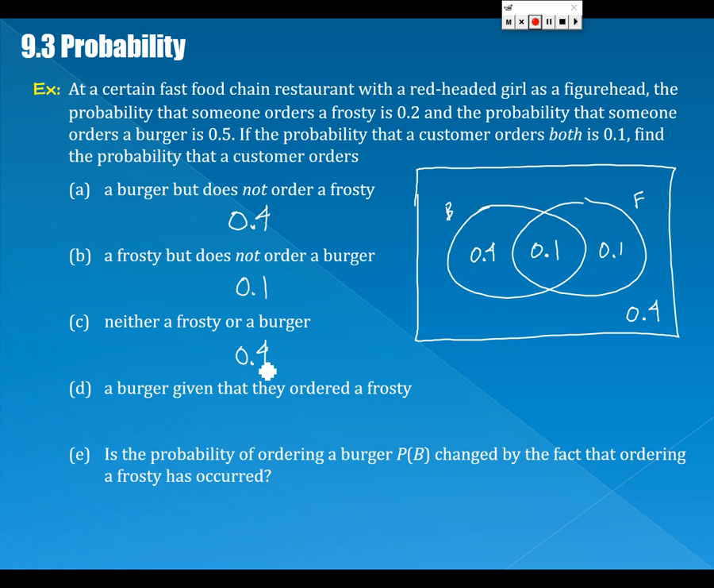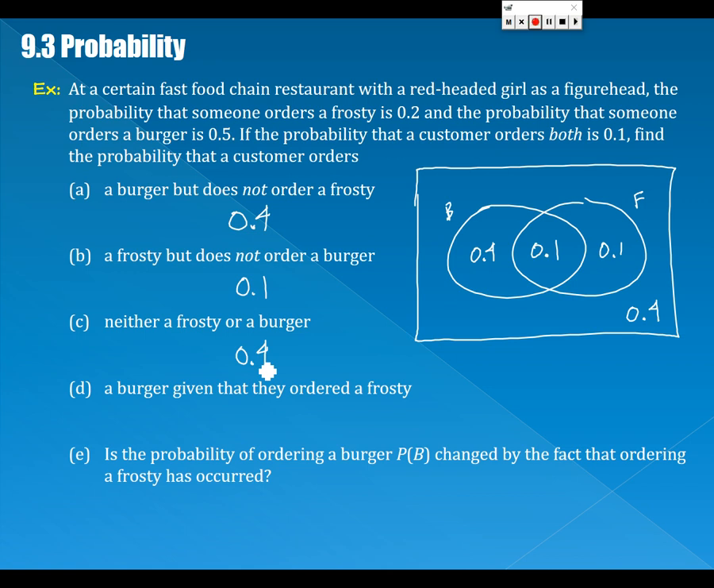I'm just in Frosty world, right? These people don't exist to me. I see you have a Frosty in your hand, right? You're in this category. So what proportion of those people who had a Frosty had a burger too? Isn't it obvious that the answer to this question is 50%? Right? Half of the people.